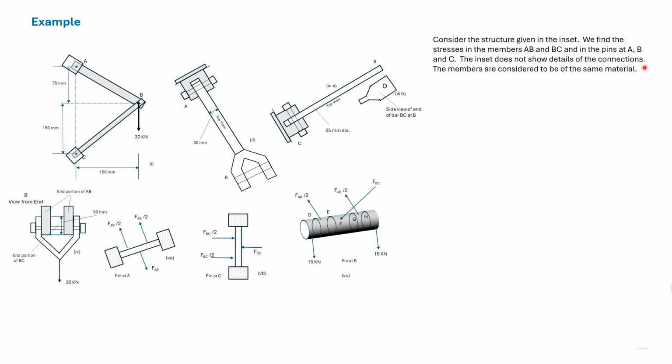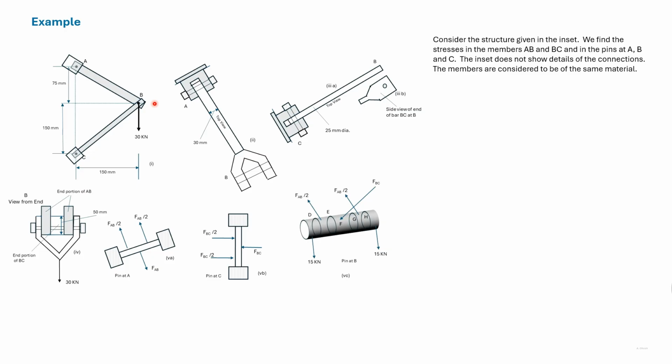We look at an example here. This is a pin jointed structure subjected to load, and we are required to find the stresses in the members and in the pins. We have dealt with plain trusses and plain frames, and also we have learned about normal stresses and shear stresses in pins. So we will use that understanding here to find the stresses.